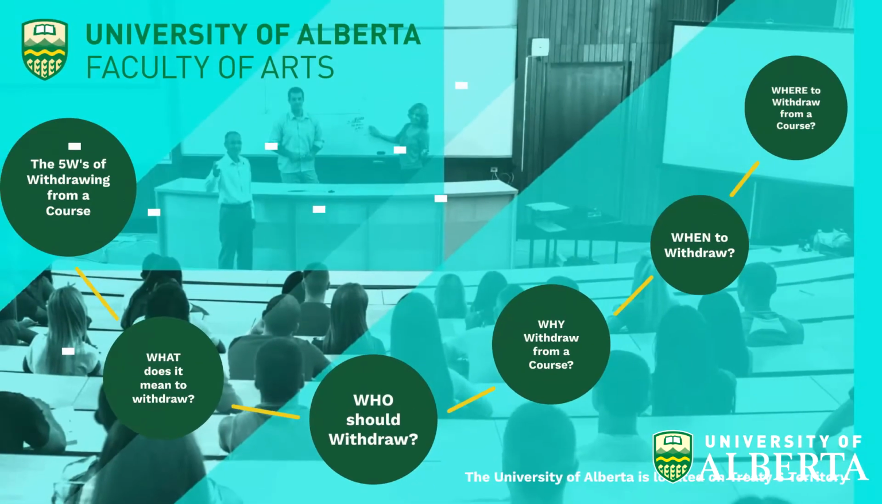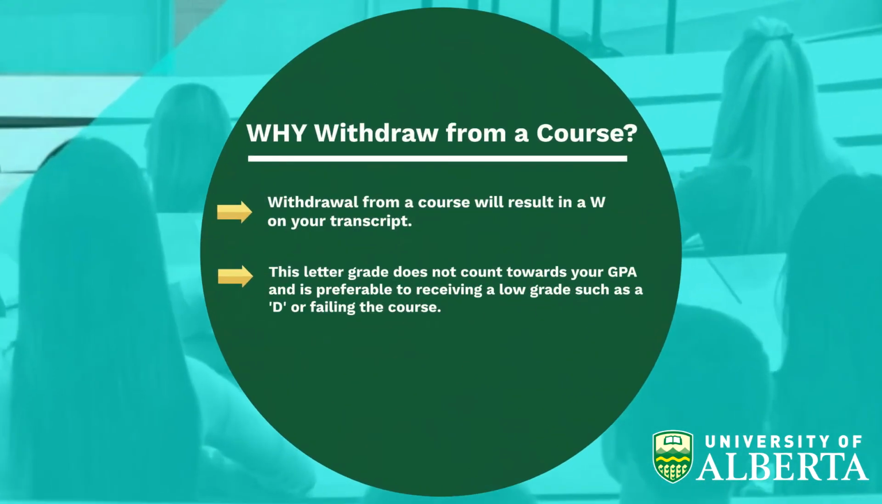Now you may be wondering why you would choose to withdraw from a course. Most commonly, students choose to withdraw from a course because they feel their grade is too low, or in a more severe case, they are at risk of failing the course. Choosing to withdraw from a course results in a letter grade, a W, that appears on your transcript but does not affect your GPA. Because it does not affect your GPA, it is preferable to receiving a very low grade in the course or failing.